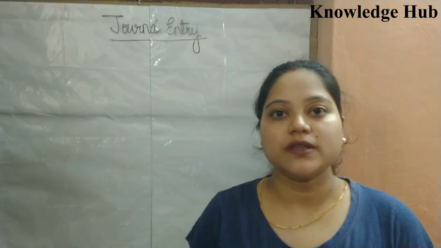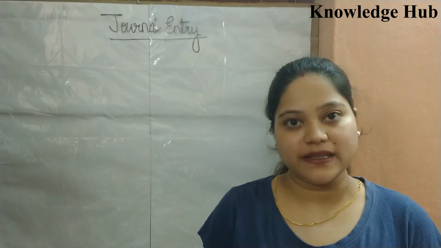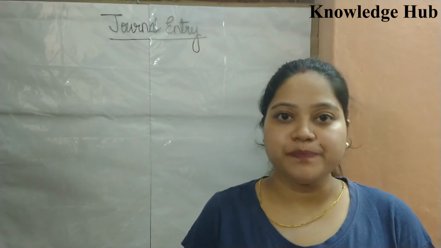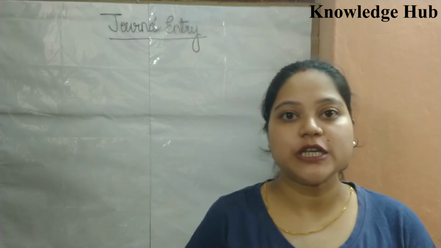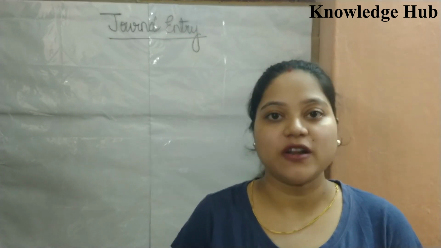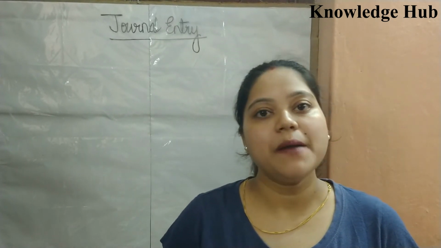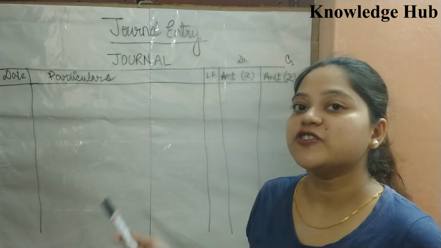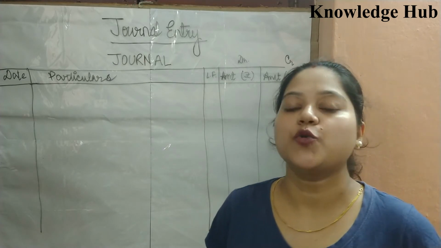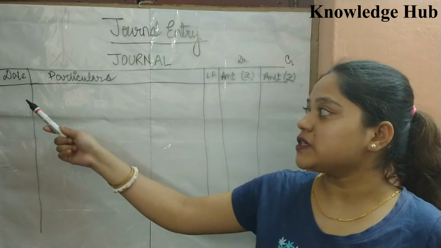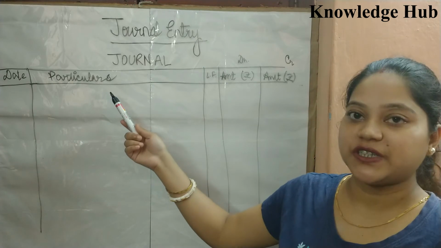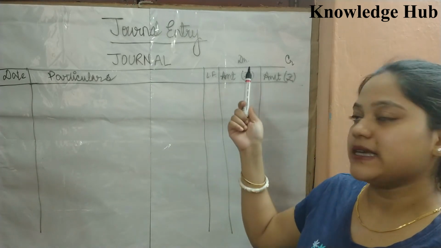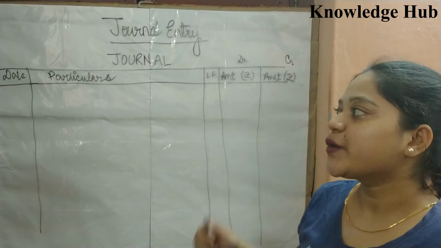Now, as we have understood the basic concepts of the theories behind the journal entries, let us move into the practical problems. Before that, we need to know the format of a journal entry. So now I'm going to discuss the format of a journal entry with you. So this is the format of a journal, or the layout in which we are going to solve our problems. The first column is the date, next comes particulars, then is the LF, that's the ledger folio, amount rupees in debit and amount rupees for credit.